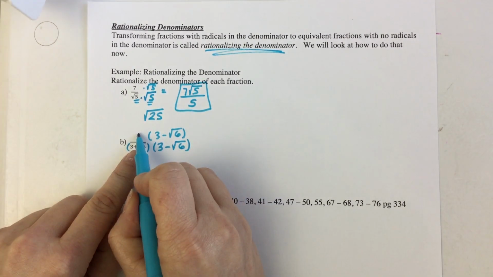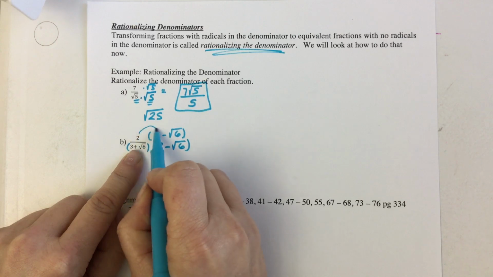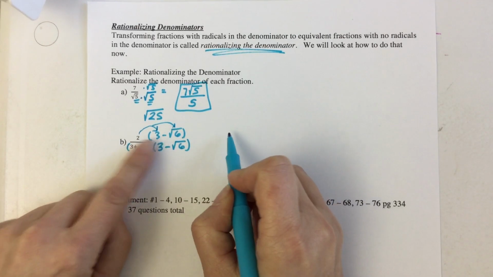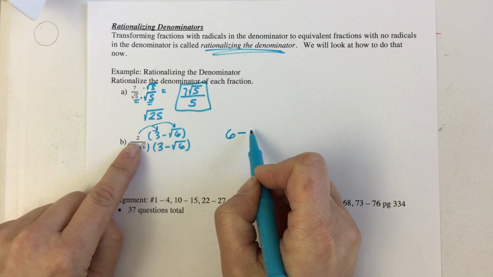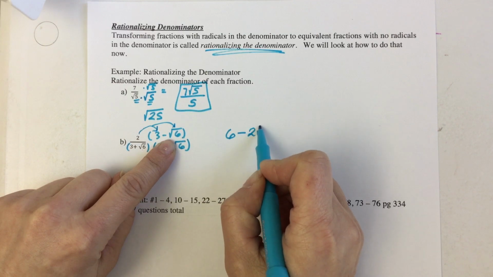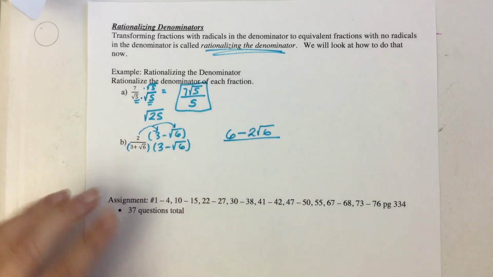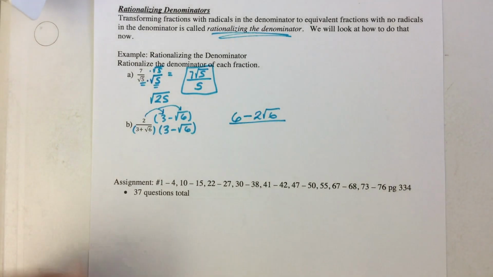Now, when I'm looking at the top, it's 1 term times 2 terms, so I distribute. 2 times 3 is 6, minus 2 times the square root of 6 is 2 square root of 6. It's okay to have a radical on the top, just not on the bottom.